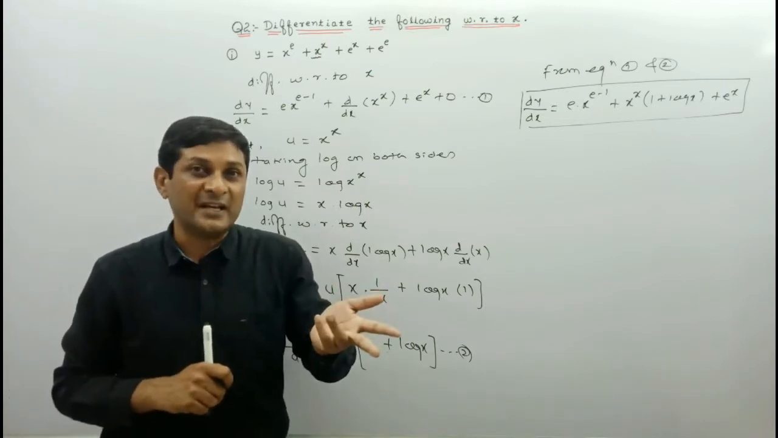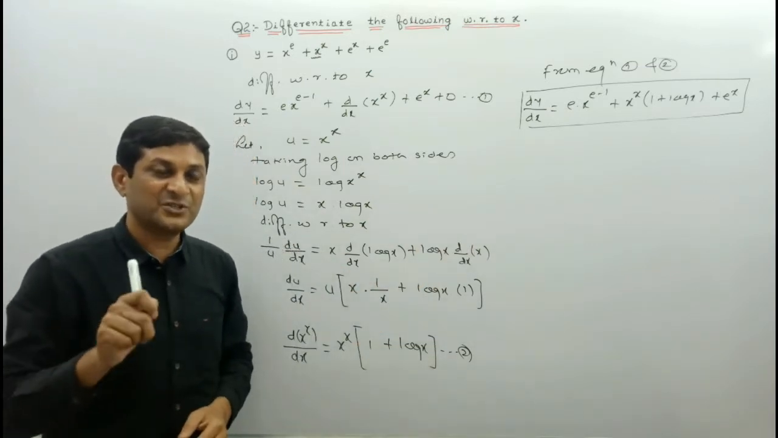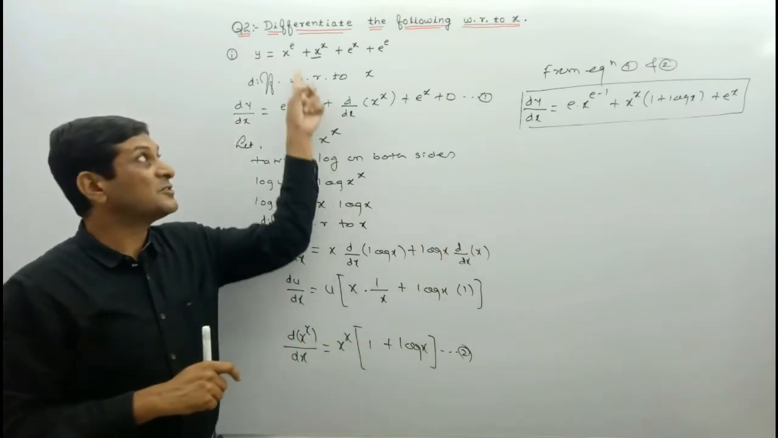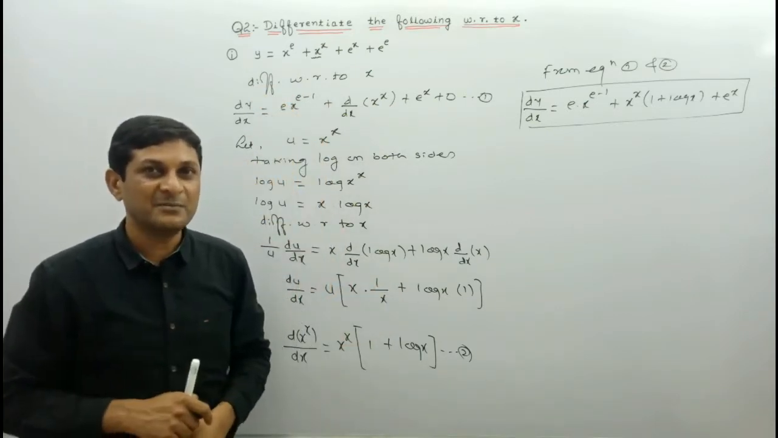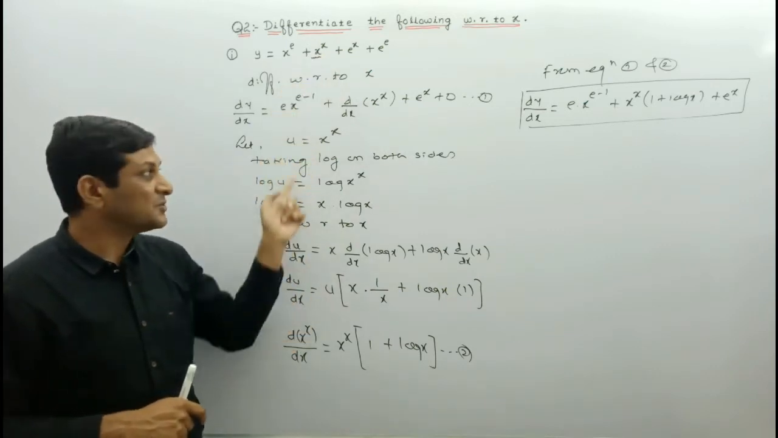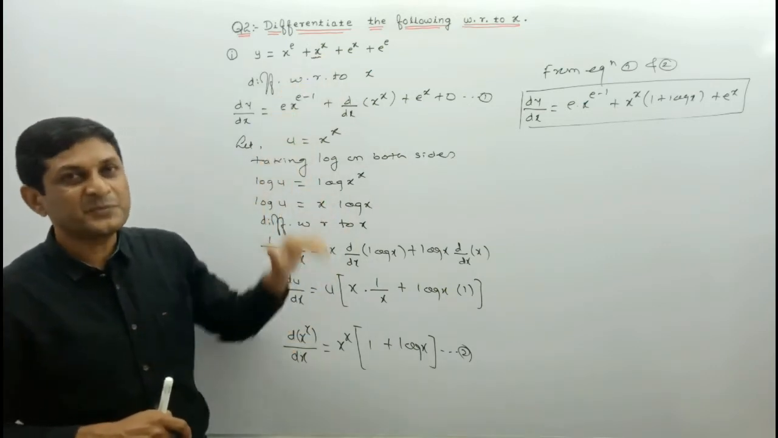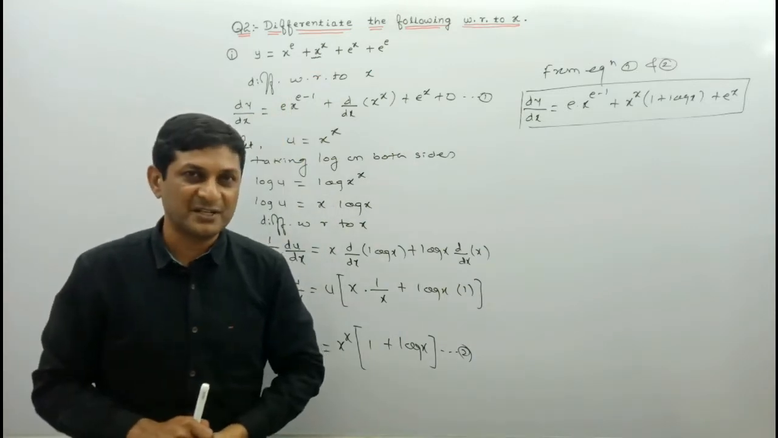Log (a into b) can be written as log a plus log b, meaning we are able to simplify that function using laws of logarithm. But in case of addition or subtraction, we are not able to simplify it using laws of logarithm. That's why we have to find the differentiation of such terms separately using laws of logarithm, and later on substitute this value in dy by dx to get the required differentiation.